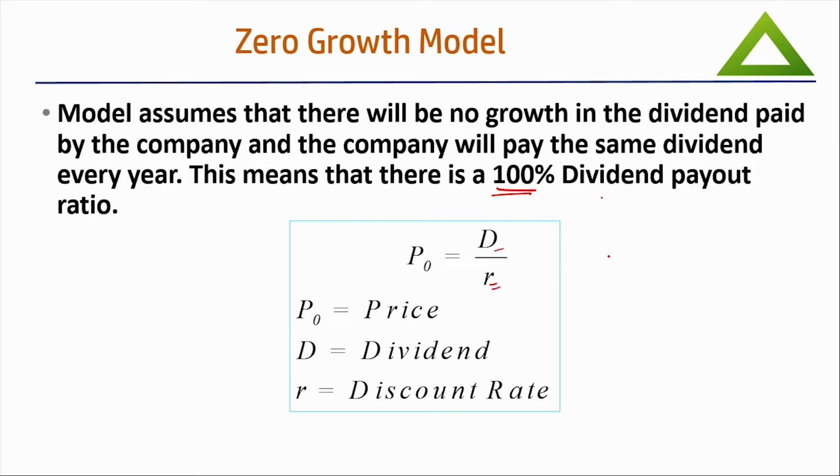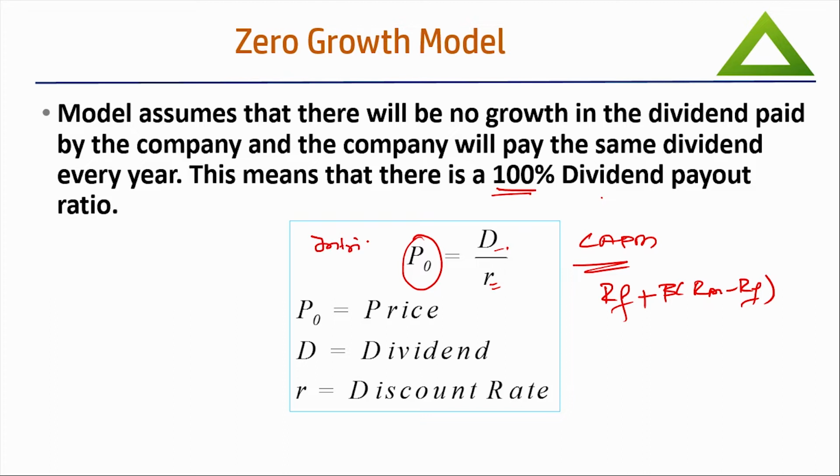We have multiple ways to arrive at the required rate of return. One of the most common is the CAPM model. It is nothing but RF plus beta into (RM minus RF). You can look at separate videos to find out how this equation is arrived at. Right, so dividend divided by discount rate gives me the present value of perpetuity, that is nothing but the intrinsic value of the company's equity share.